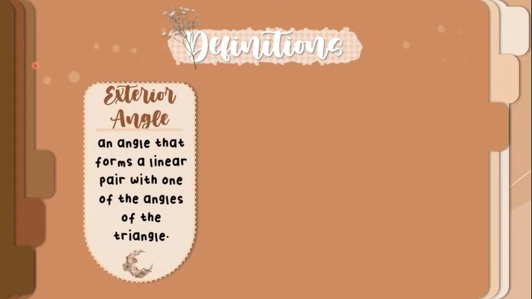Let us start the lesson by knowing their definitions. Let's begin with exterior angle. Exterior angle is an angle that forms a linear pair with one of the angles of the triangle.